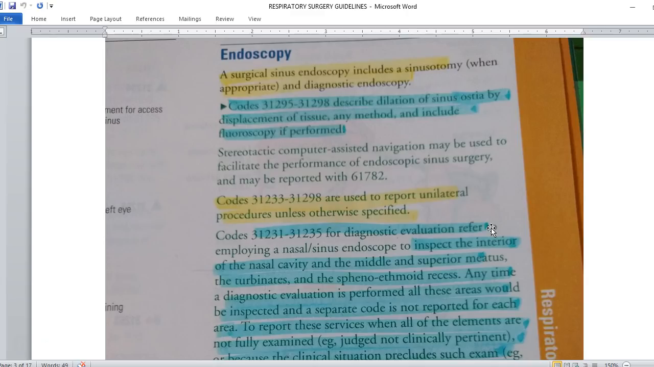We have 4 sinus cavities altogether. We need to know which sinus cavity, and we need to know LT, RT, or modifier 50. So keep that in mind. Again, we have bilateral sinus cavities, and then as we go down, we're going to have our lungs as well.